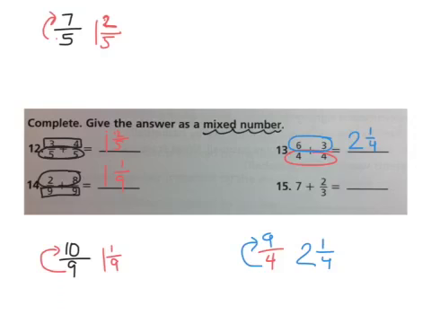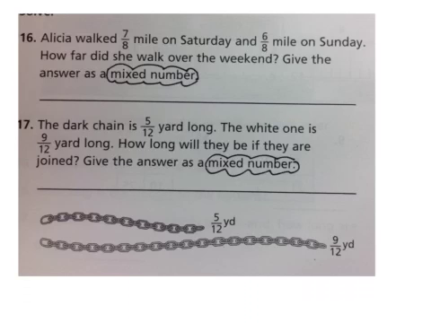And then the last one, I want you to do on your own. Alicia walked 7/8 of a mile on Saturday and 6/8 of a mile on Sunday. How far did she walk over the weekend? Give the answer as a mixed number.